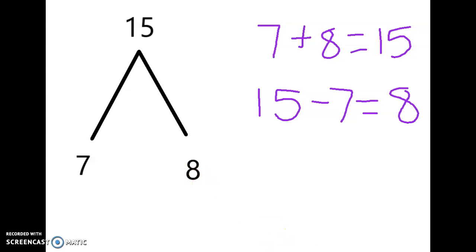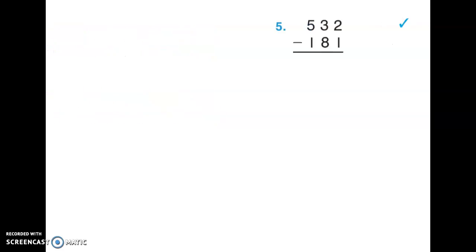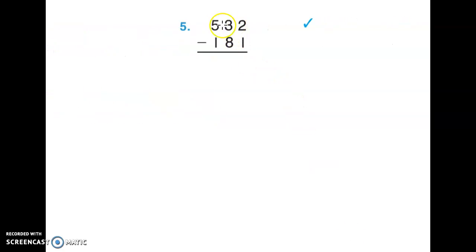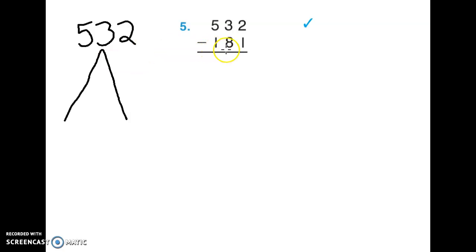So remember that as we move over to our hundreds, when we are subtracting hundreds. So right here we have 532 minus 181. I'm going to draw Math Mountain on the side real quick. So in my Math Mountain, on top is going to be my biggest number. Well, I'm subtracting, so this is my biggest number, 532. Then I'm subtracting 181. I'm going to write that right here. 181. Now I'm going to subtract.